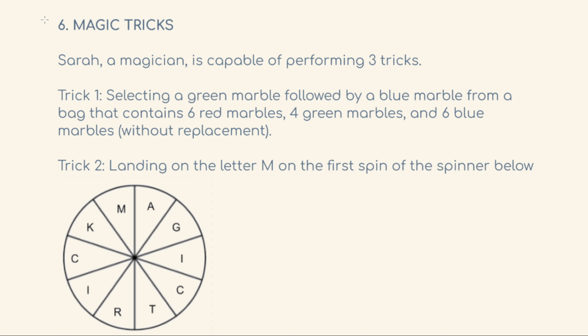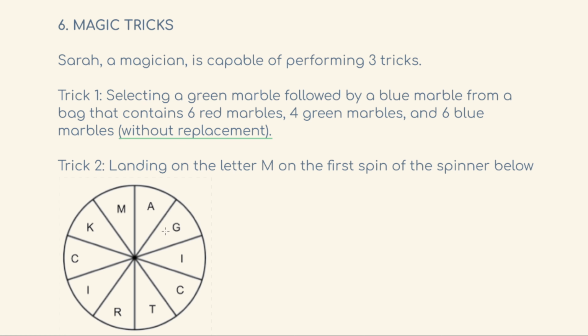Now, last but not least, question 6. So magic tricks. Sarah, a magician, is capable of performing 3 tricks. The first trick is selecting a green marble followed by a blue marble from a bag that contains 6 red marbles, 4 green marbles, and 6 blue marbles without replacement. So remember, without replacement means we're not putting that first marble back in, yeah? Now, trick 2 is landing on the letter M on the first spin of the spinner below. So you see the spinner here, and it says magic trick on that spinner.